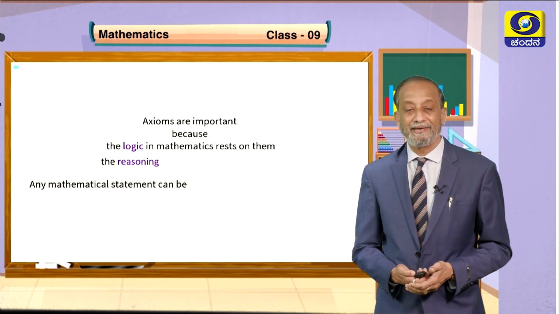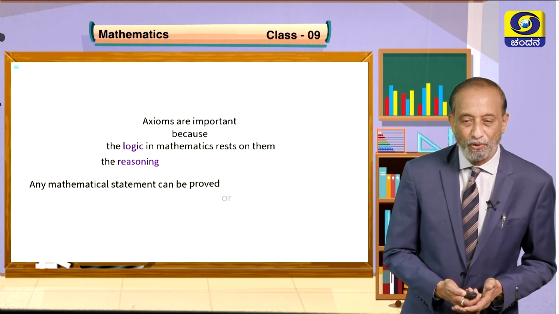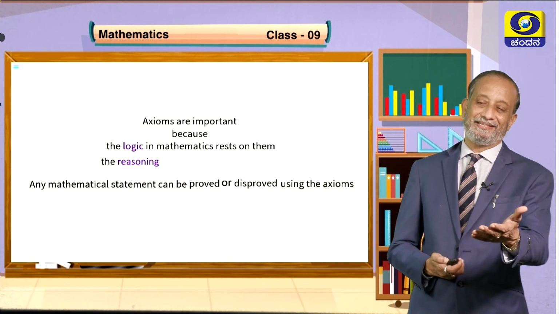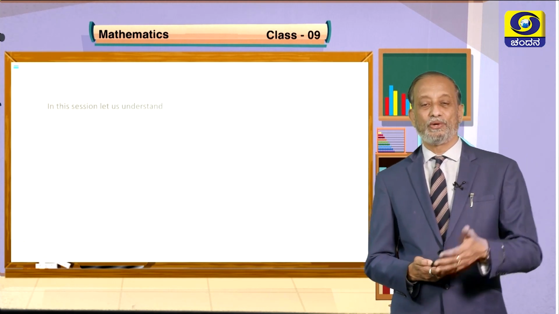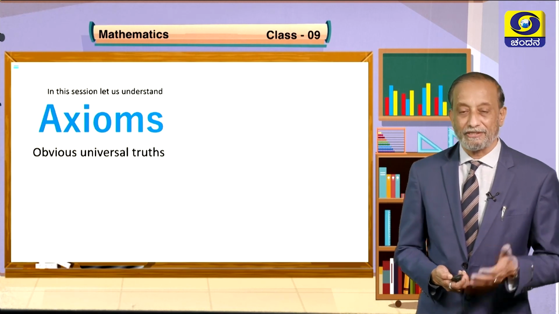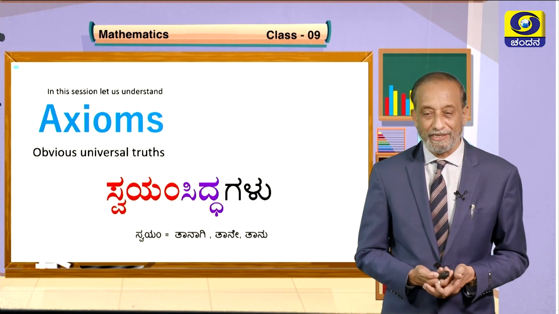So, any mathematical statement can be proved or disproved using the axioms only. Okay. It is so important. So, in this session let us try to understand axioms, that is obvious universal truth called Swayam Siddhagalu.